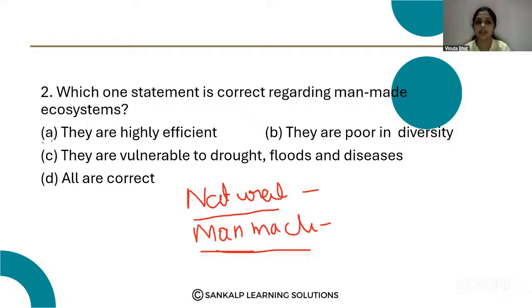Option A, they are highly efficient. Option B, they are poor in diversity. Option C, they are vulnerable to drought, floods and diseases. Option D, all are correct.